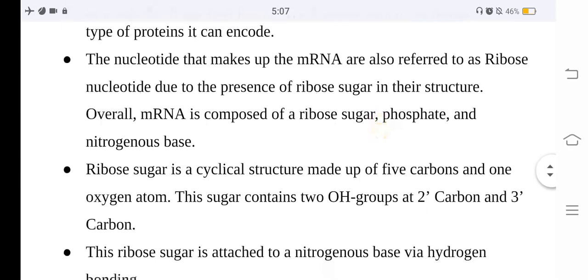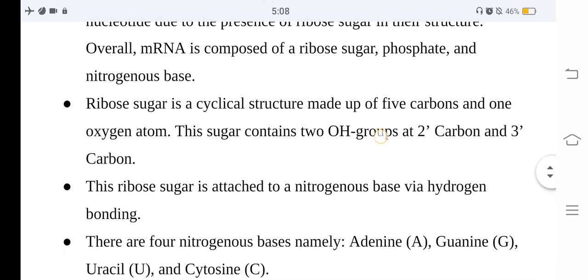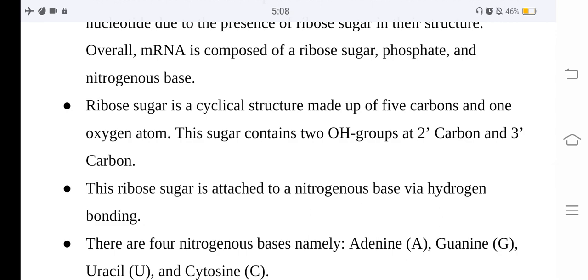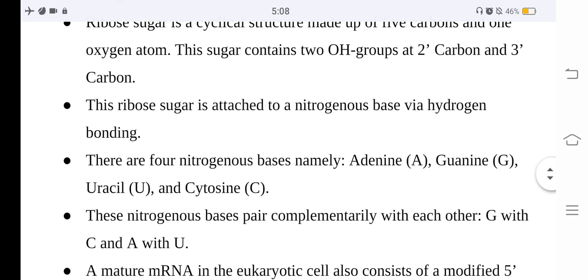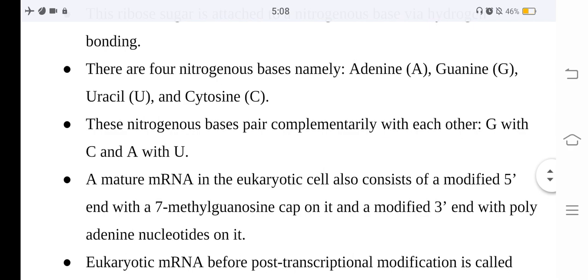Ribose sugar is a cyclic structure made up of 5 carbons and 1 oxygen atom. This sugar contains OH groups at the 2' carbon and 3' carbon. This ribose sugar is attached to a nitrogenous base. There are 4 nitrogenous bases, namely adenine, guanine, uracil, and cytosine. These nitrogenous bases pair complementarily with each other, G with C and A with U.